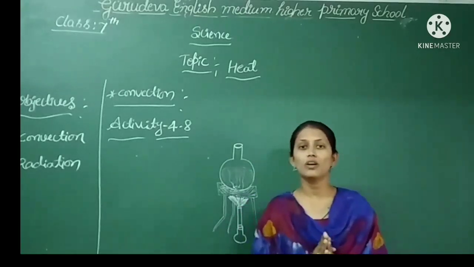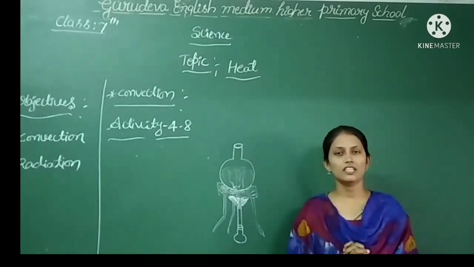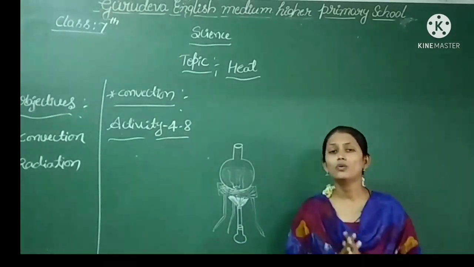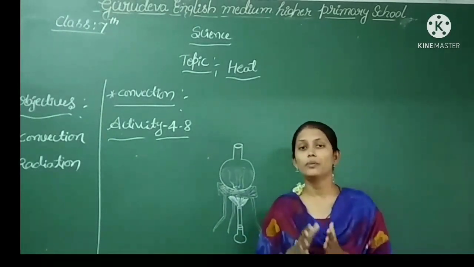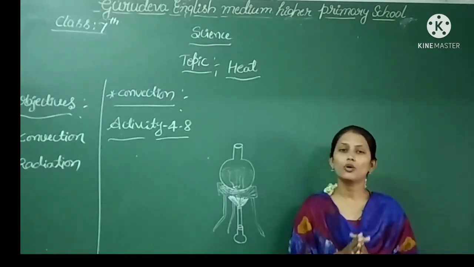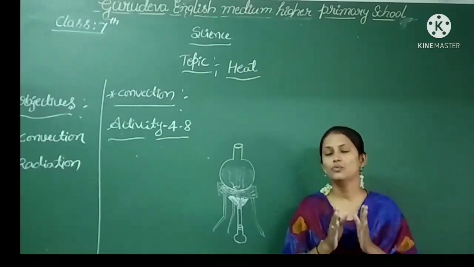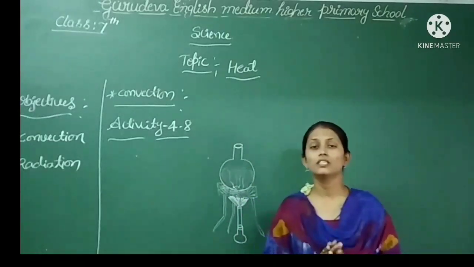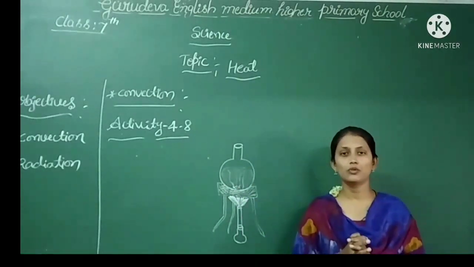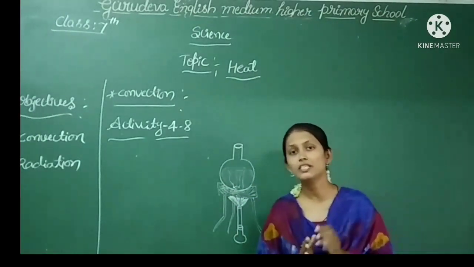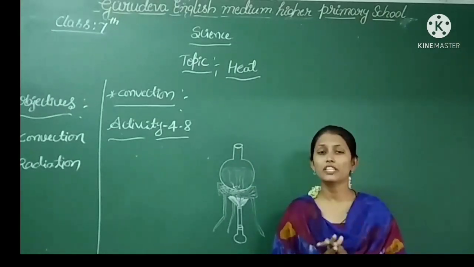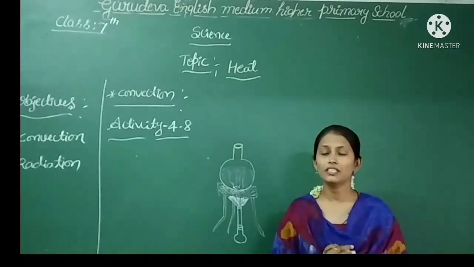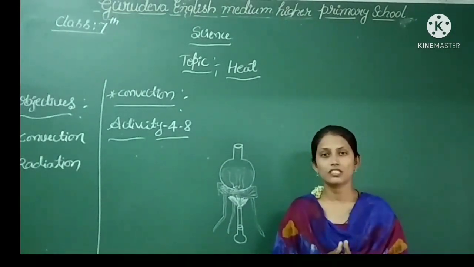Once again we will recall what we have learned in the last class. In the last class we discussed how heat is transferred from a hot object to a cold object. With that we also discussed the laboratory thermometer, its range, and how to check the temperature of hot water and tap water using laboratory thermometers.